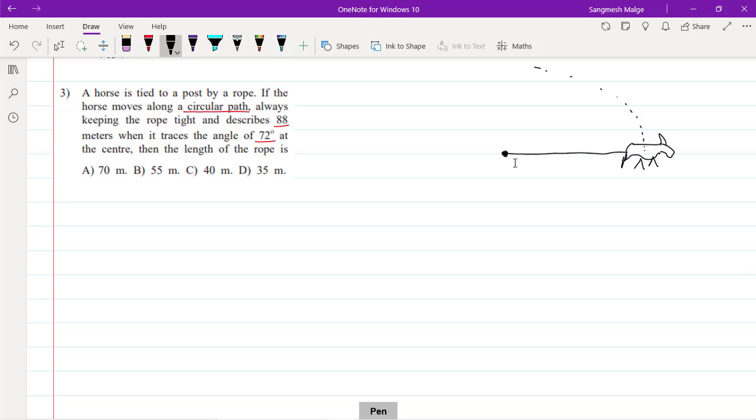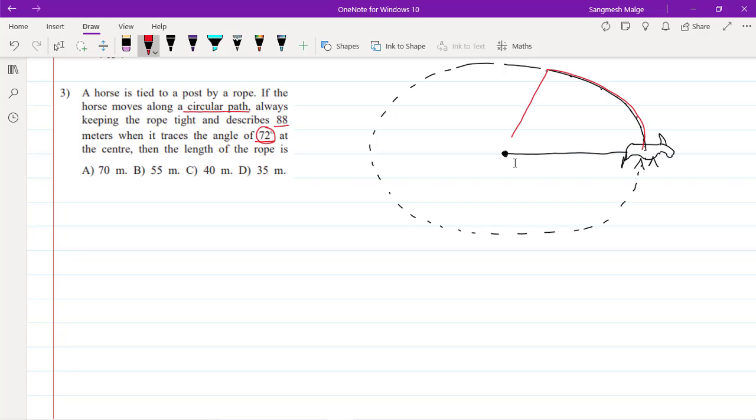Okay, so it is allowed to move in a circular fashion. It becomes elliptical, but please assume it is a circular one. So it traces a distance of 88 meters. Suppose this much distance becomes 88, and it subtends an angle of 72 degrees at this time. So this angle becomes 72 degrees and this becomes 88 meters. Now find this x.